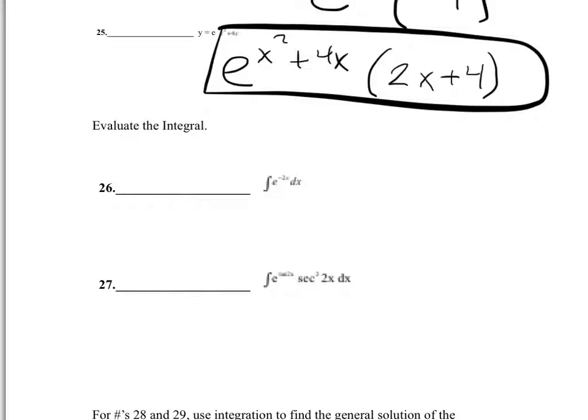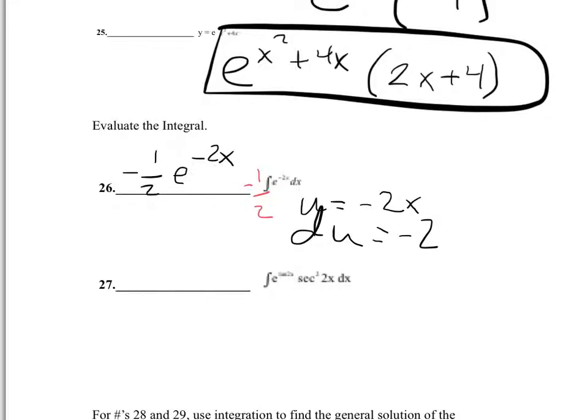Go down to 26. Okay, so we're going to integrals, so we have to go backwards. That means I need to make sure that the exponent's derivative is somewhere in the problem. Well, in this case, the exponent is negative 2x. I don't have a negative 2 for the derivative, so I'll just put negative 1/2 out in front. And then my answer becomes negative 1/2 e to the negative 2x. Since e to the x is its own derivative, the integral of it would just be the exact same thing without the derivative of the exponent. So there we go.